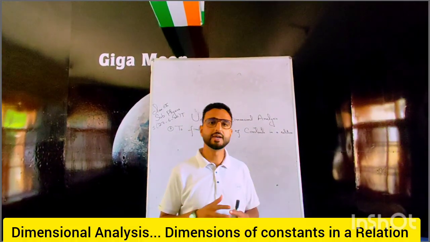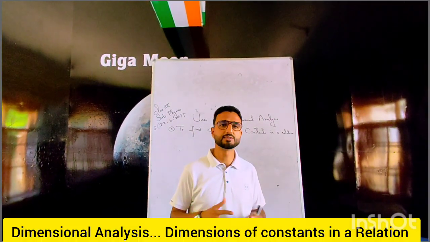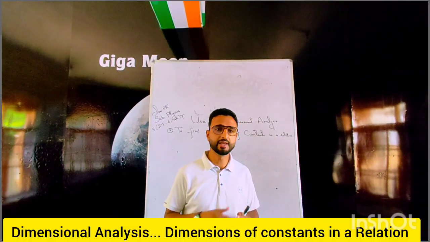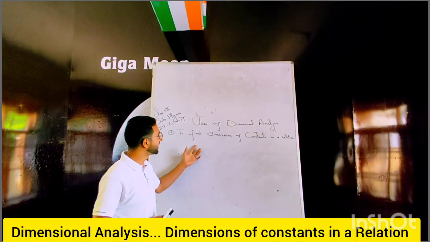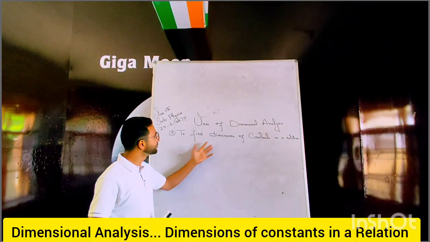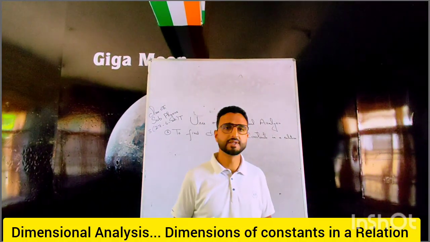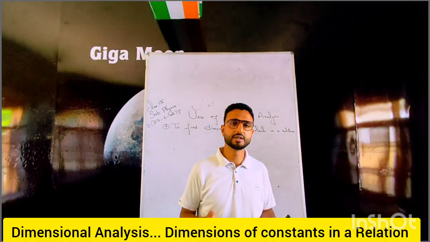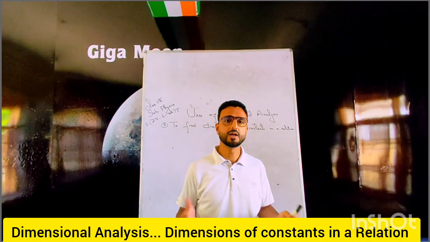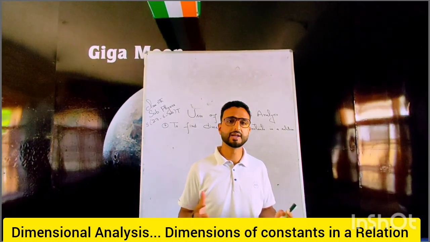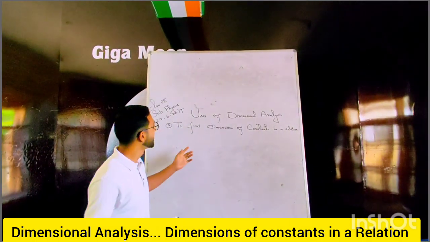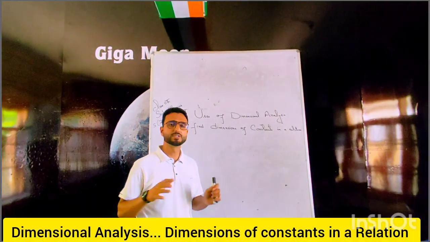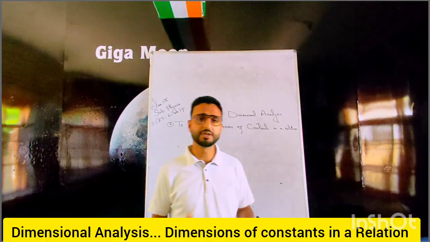ये एक्चुअली है डायमेंशंस एंड डायमेंशनल एनालिसिस और इसके एप्लीकेशंस। हमने ऑलरेडी 4 एप्लीकेशंस डायमेंशनल एनालिसिस के पढ़े हैं और टुडे वी विल बी डिस्कसिंग द लास्ट एप्लीकेशन ऑफ डायमेंशनल एनालिसिस, दैट इज हाउ टू फाइंड dimensions of constants in a relation. So far we have discussed how to check the accuracy of a given physical relation, how to recapitulate forgotten formula, how to convert one system of units into another system, and today we will be discussing how to find dimensions of constants in a relationship by simply using the principle of homogeneity of dimensions.